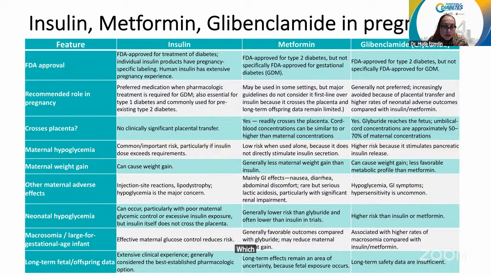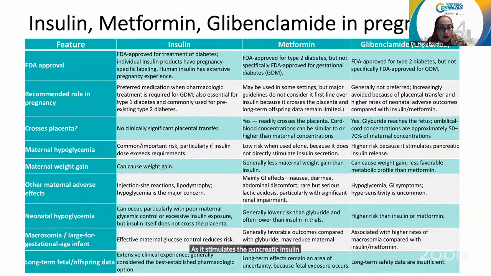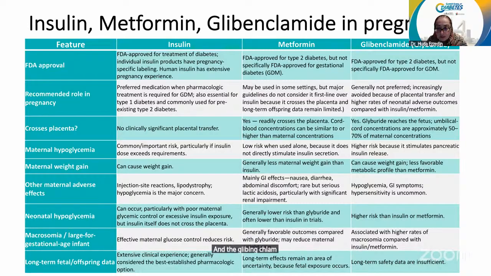Which one causes more maternal hypoglycemia? Obviously the insulin, and metformin has a low risk of hypoglycemia compared to glyburide or glibenclamide, which causes a higher risk of hypoglycemia as it stimulates pancreatic insulin release. For the long-term fetal and offspring outcomes, insulin was extensively studied, and everything seems to be safe and fine. For metformin, the long-term effect remains an area of uncertainty because of fetal exposure that can occur. And for glibenclamide, long-term safety data are insufficient.